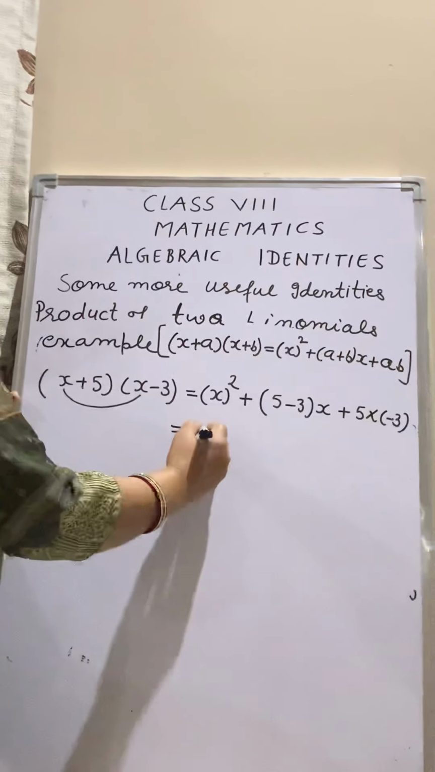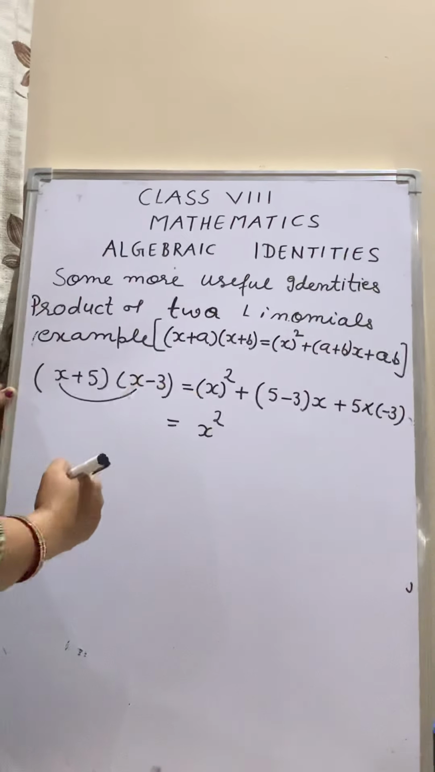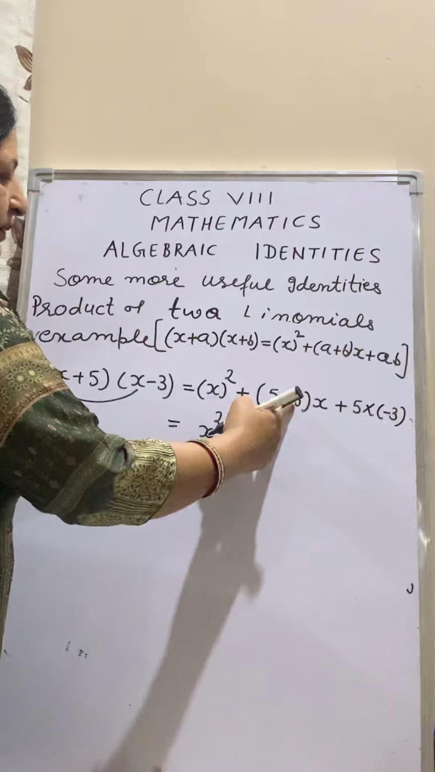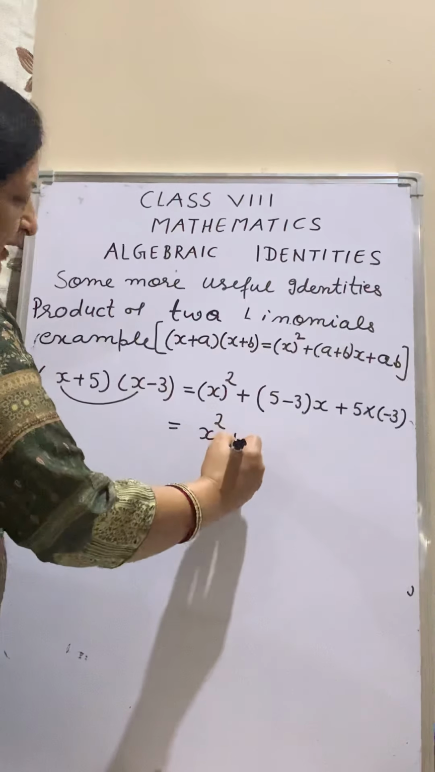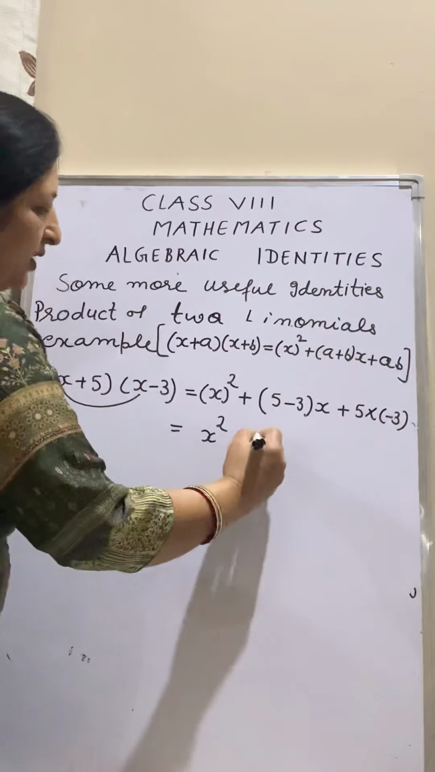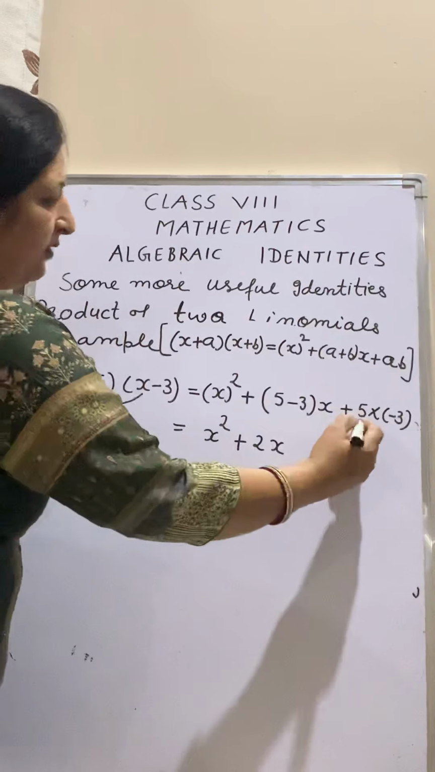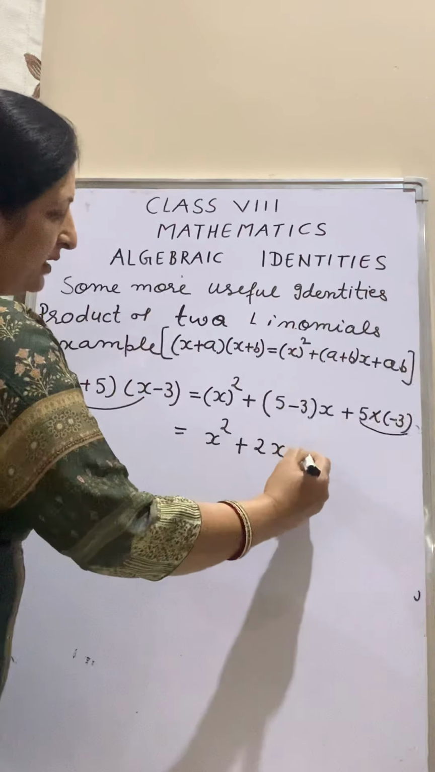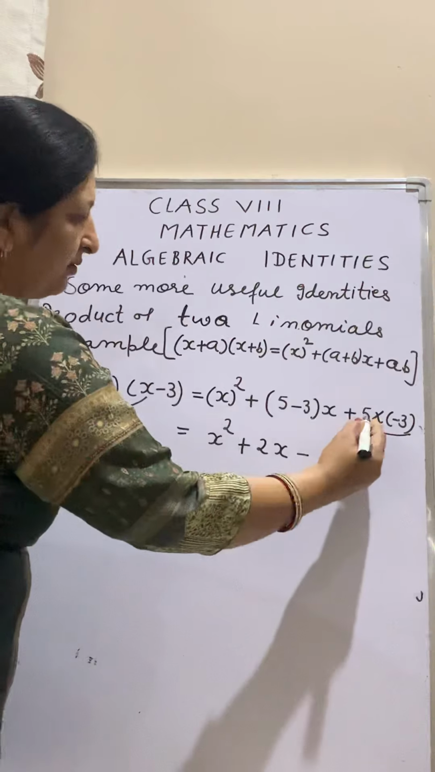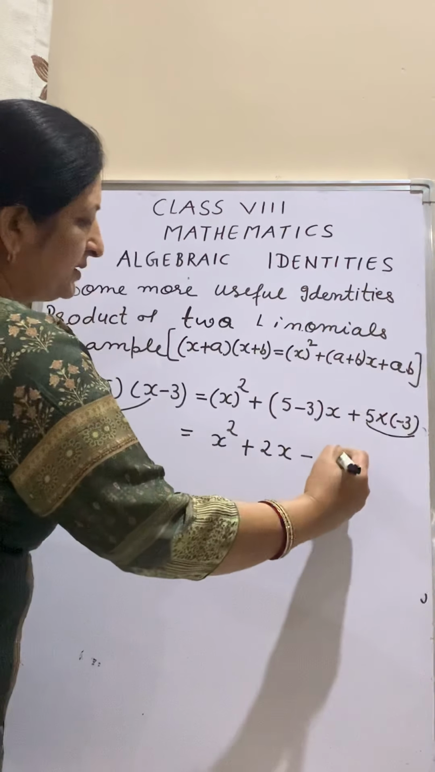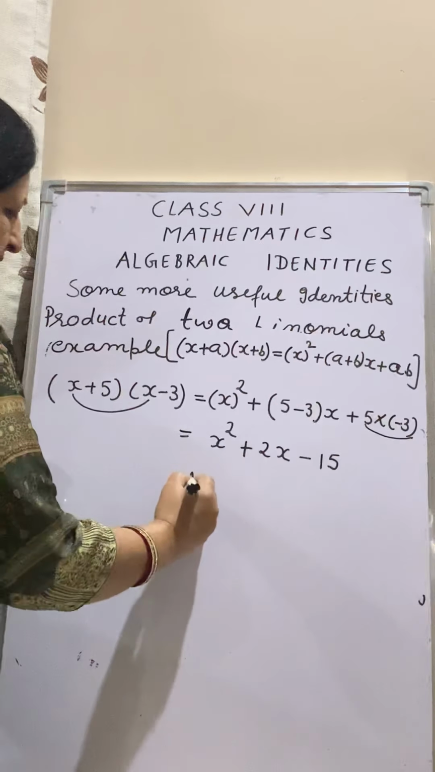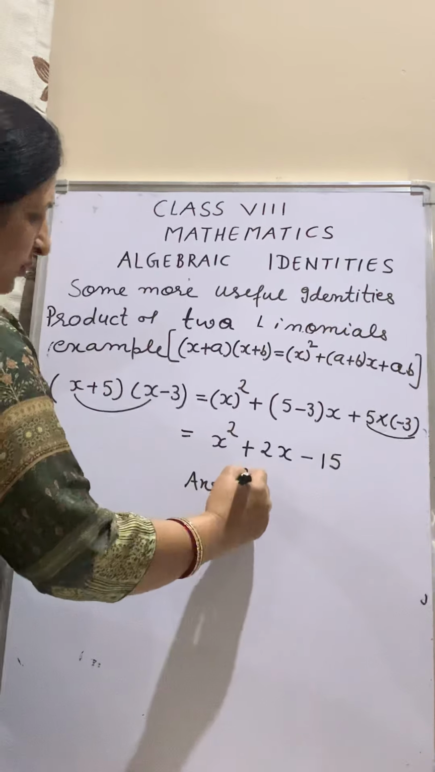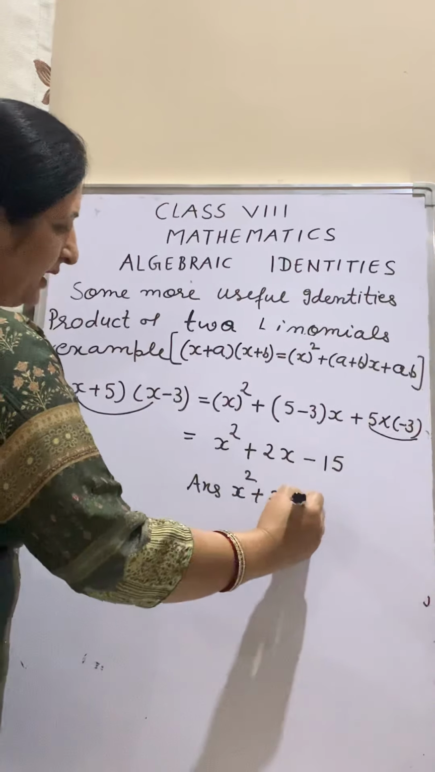When we solve it, it is x square. Now 5 minus 3 is plus 2. So the second term will be positive 2x. And when we solve the last term, it will be negative. Plus multiplied by minus is minus. It is the answer, x raised to power 2 plus 2x and minus 15.